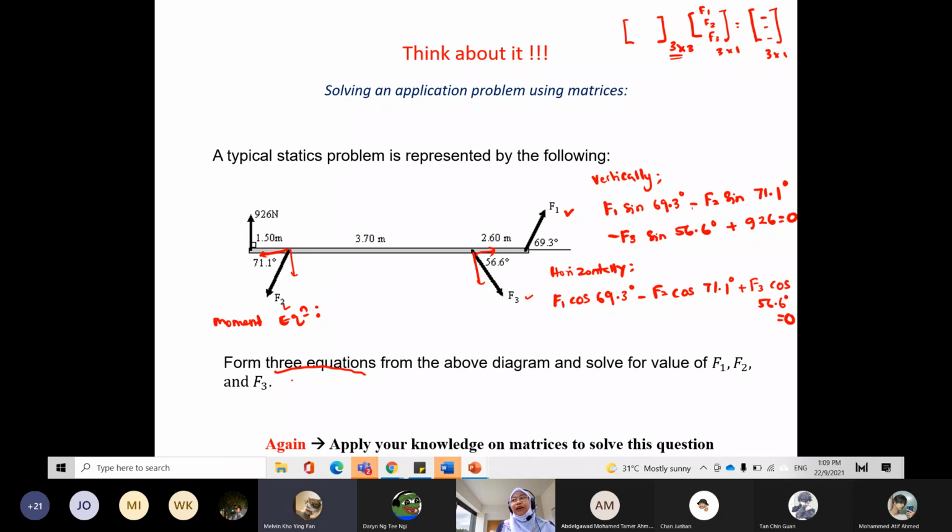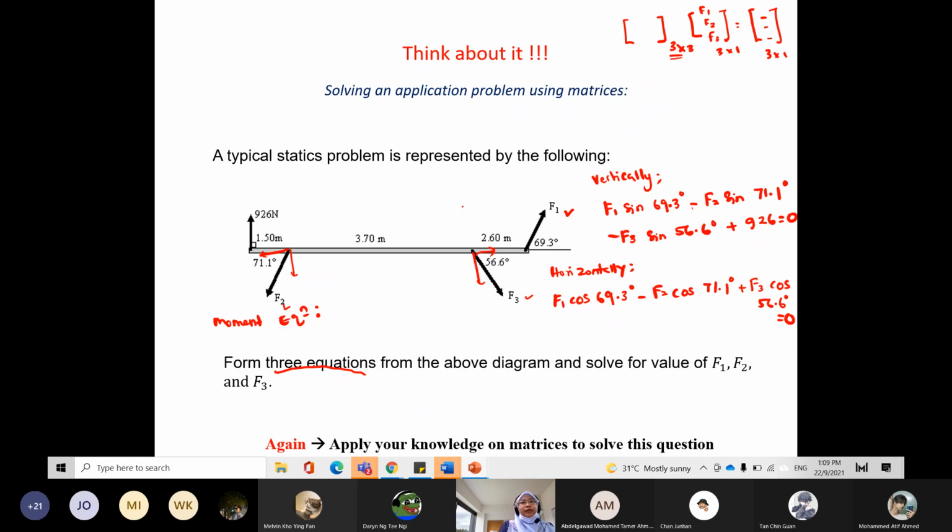Moment means the force multiplied by the perpendicular distance. So the perpendicular distance we take from this pivot. The total length here should be 3.7 plus 2.63, 6.6 plus 1.5, which is equivalent to 7.8, right?